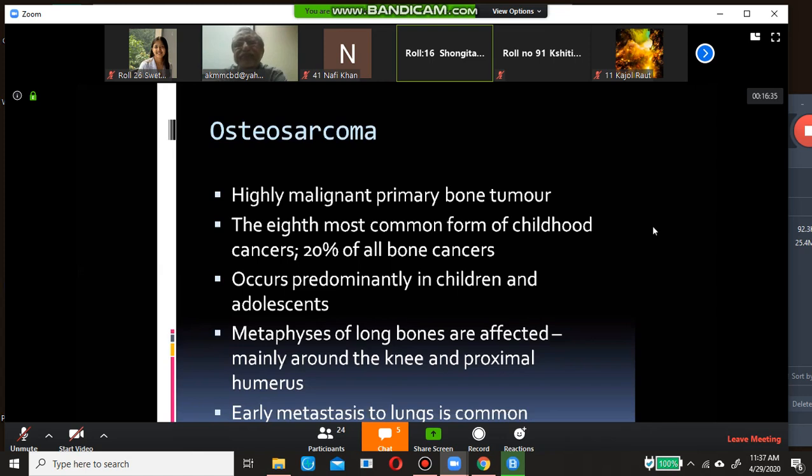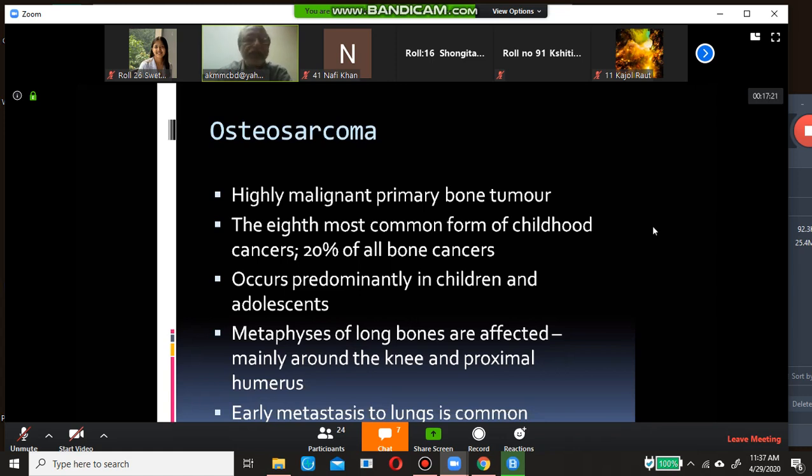Codman's triangle. Anything else? About the lesion, there will be an osteolytic lesion in the bone, and these are the additional features. Mixed osteolytic, osteosclerotic sometimes you can find. And this sunray appearance and the Codman's triangle are due to elevation of the periosteum and new bone formation along the new vascular connections to the elevated part.